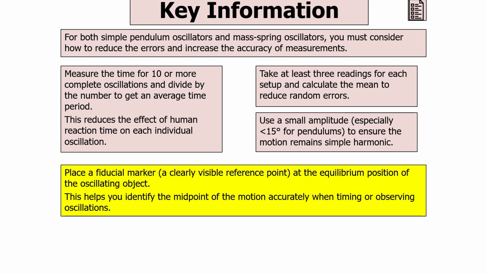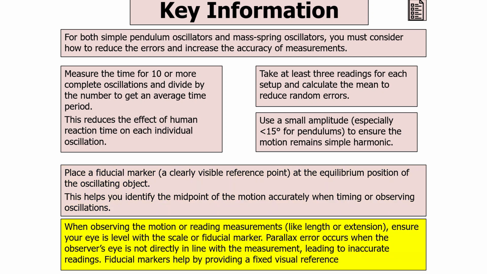You would place a fiducial marker, a clearly visible reference point, at the equilibrium position of the oscillating object, and this helps you identify the midpoint of the motion accurately when timing or observing oscillations. Now when observing the motion or reading measurements like extension or length, ensure your eye is level with the scale or fiducial marker. Parallax error occurs when the observer's eye is not directly in line with the measurement, leading to inaccurate readings. So fiducial markers help by providing a fixed visual reference. So you can see here how you can get an accurate value of measurement for either the simple pendulum oscillator or the mass spring oscillators.